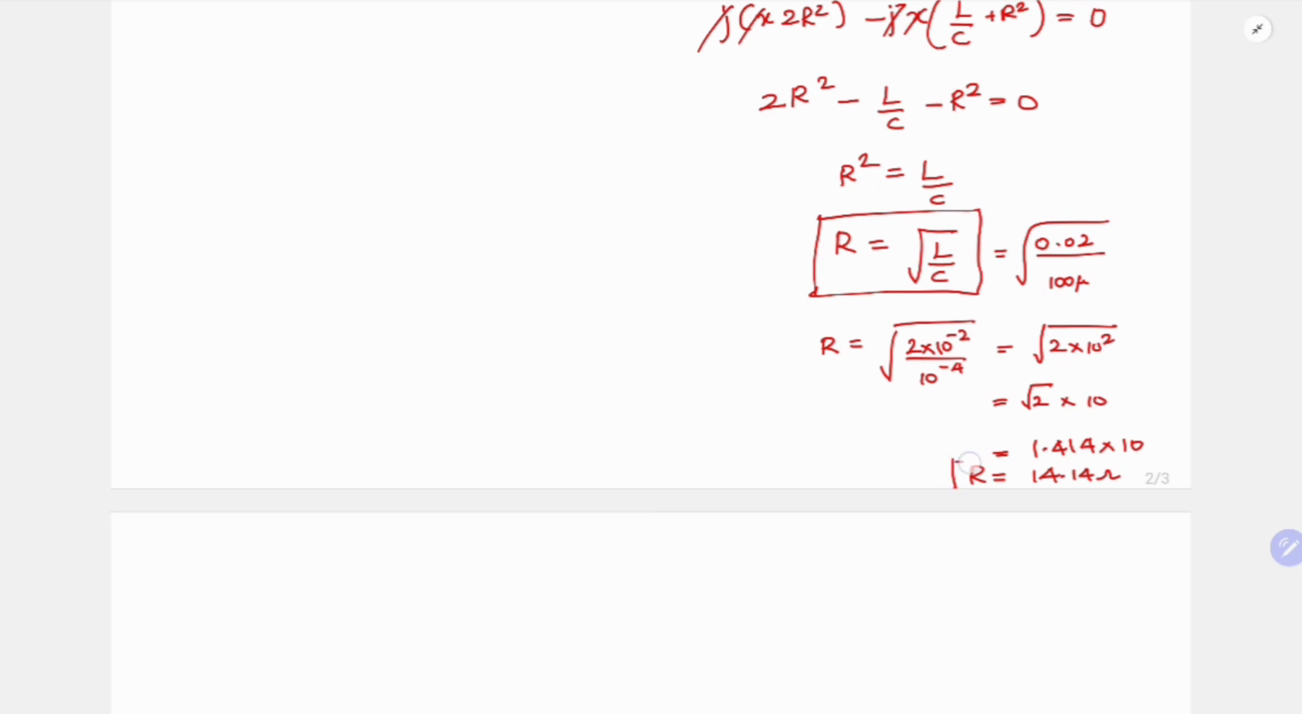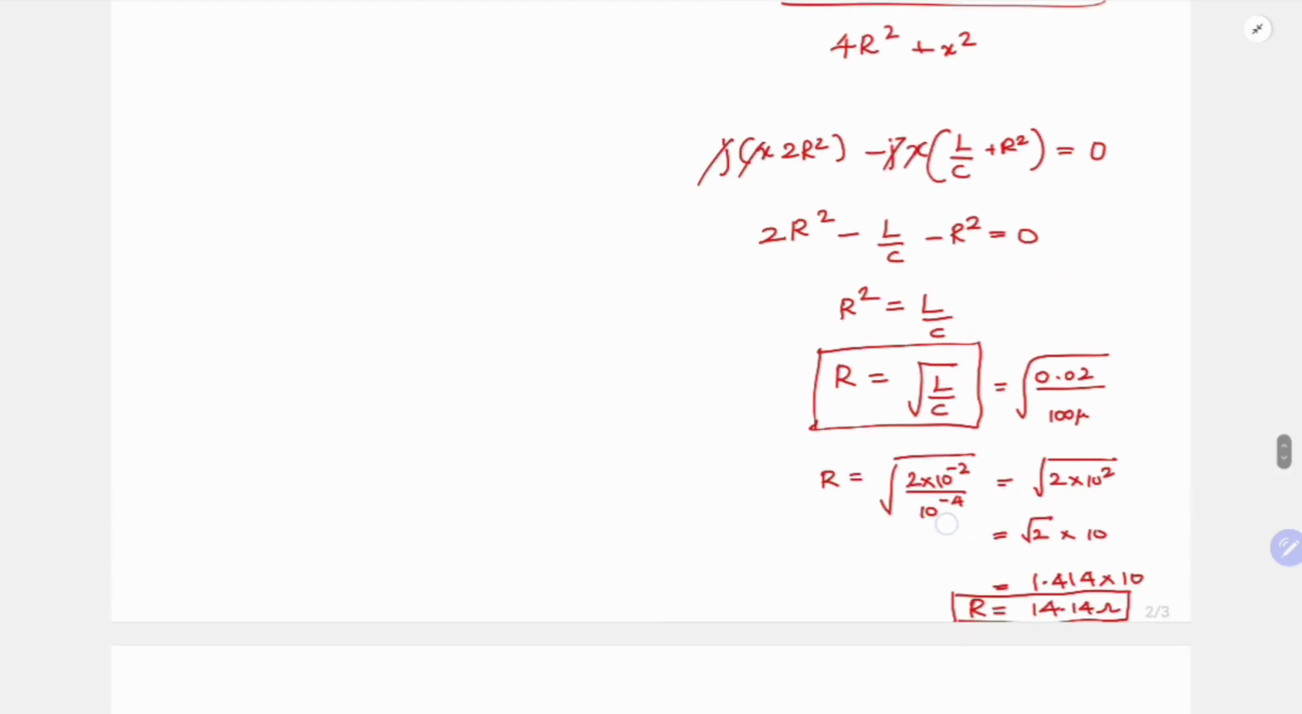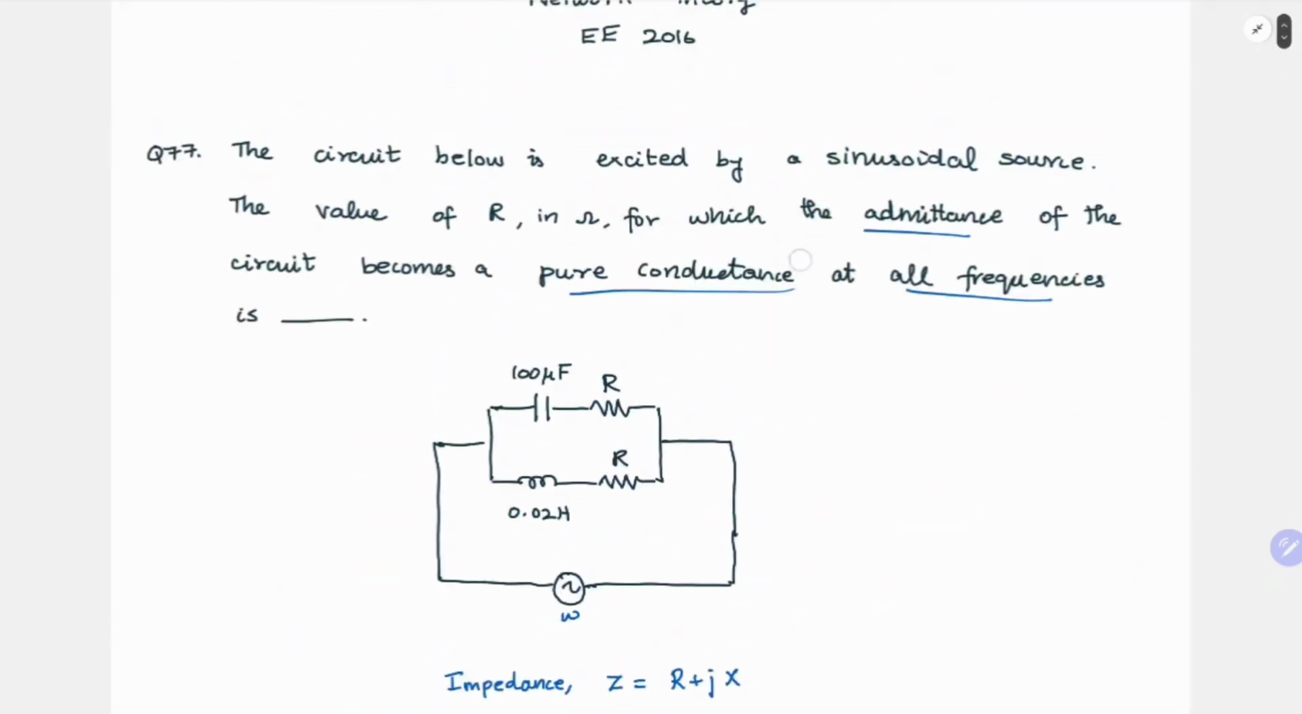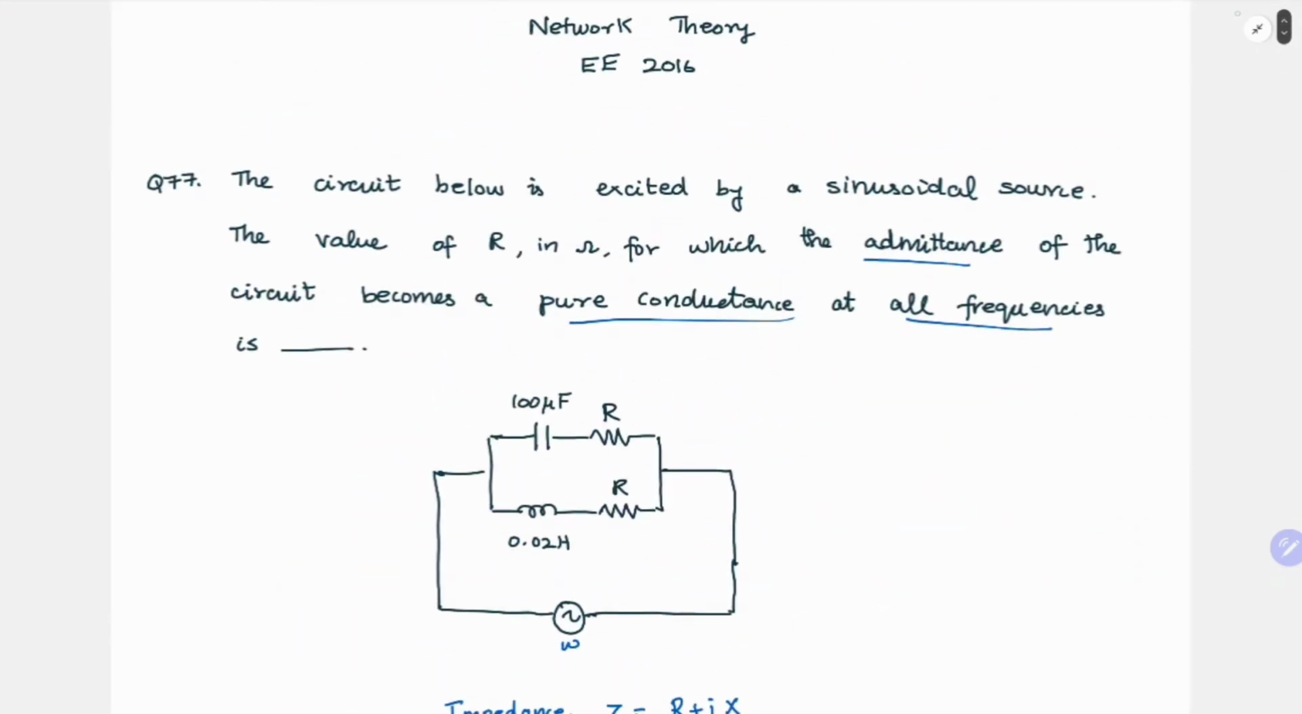So for this value of R, this equivalent circuit is purely conductive, okay, purely conductance. So your answer is 14.14.